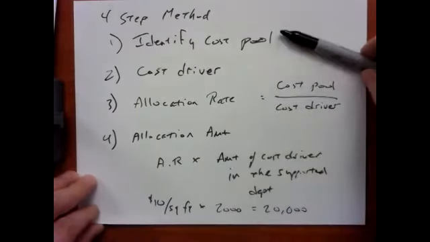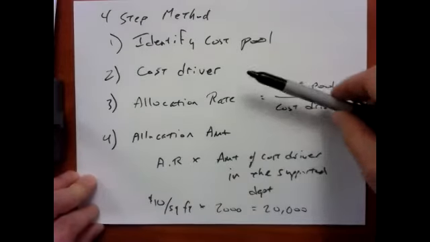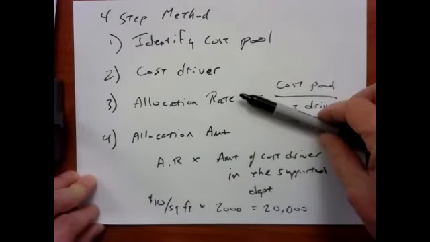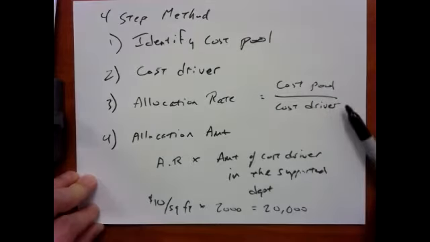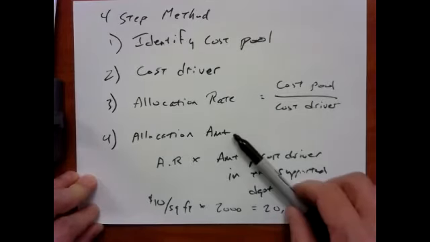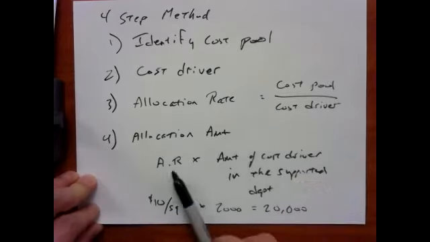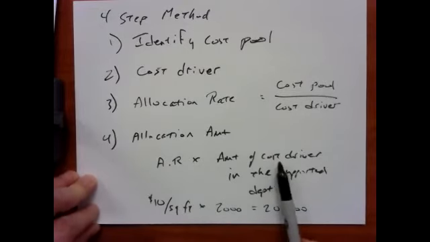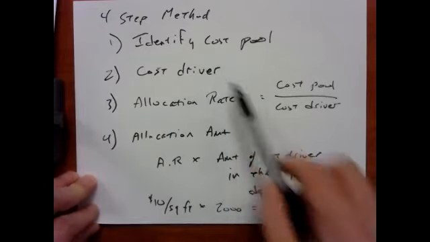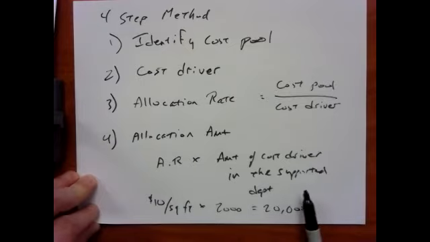Four steps: identify the cost pool, identify the cost driver, determine the allocation rate by dividing the cost pool by the cost driver. Allocation amount is the allocation rate times the amount of the cost driver that's in a particular department.